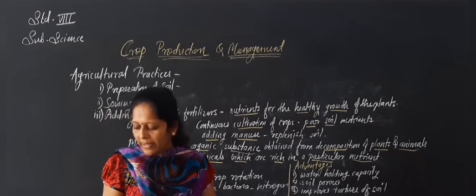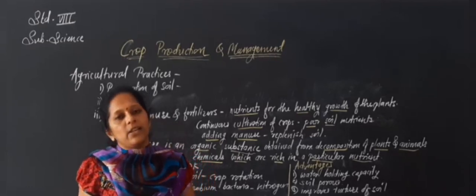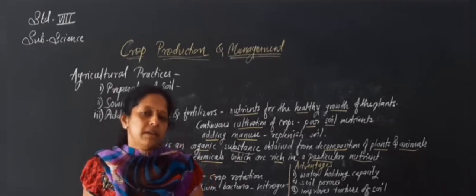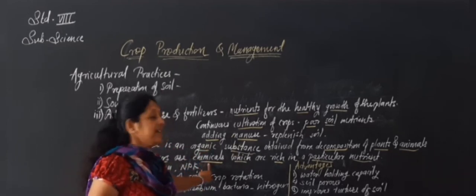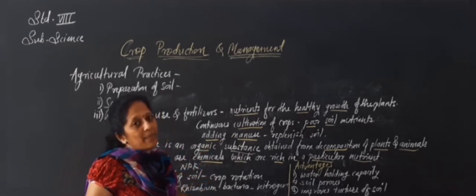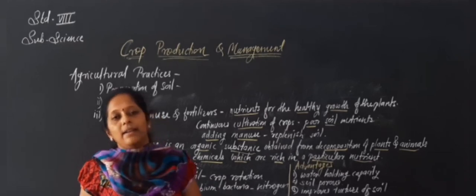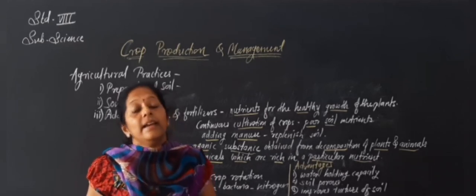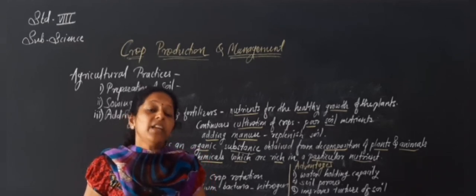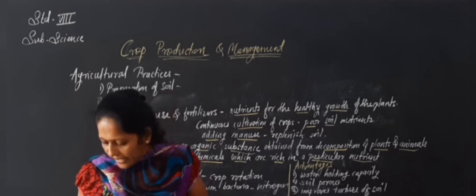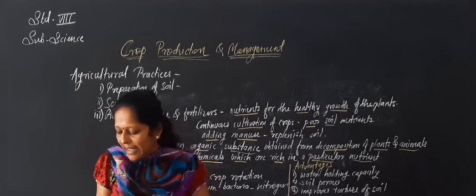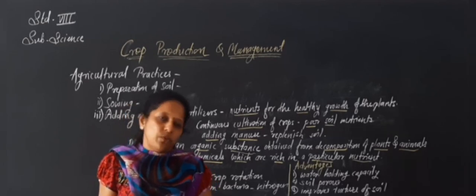But excessive use of fertilizers has made the soil less fertile. Don't use the excessive amount, because fertilizers are chemicals. So the percentage of salt is increasing, the fertility of the soil is decreasing, and the soil becomes infertile. Fertilizers have also become a source of water pollution.